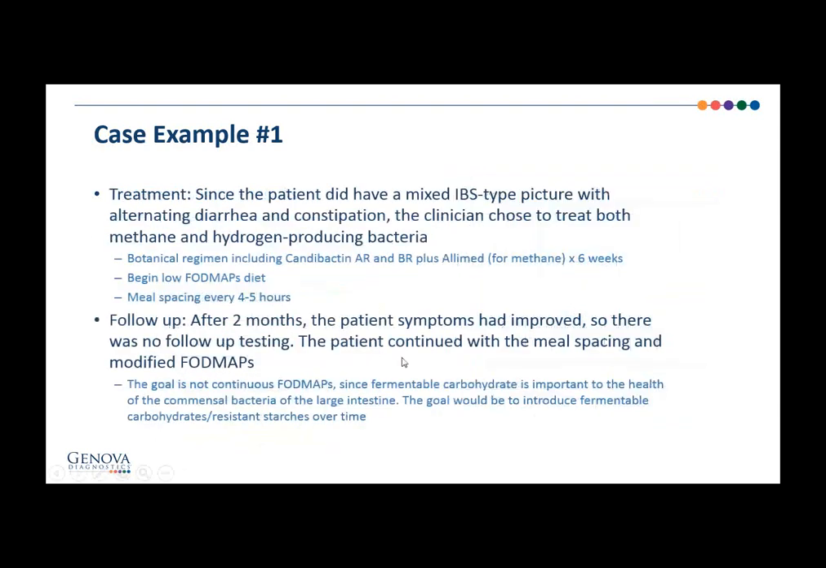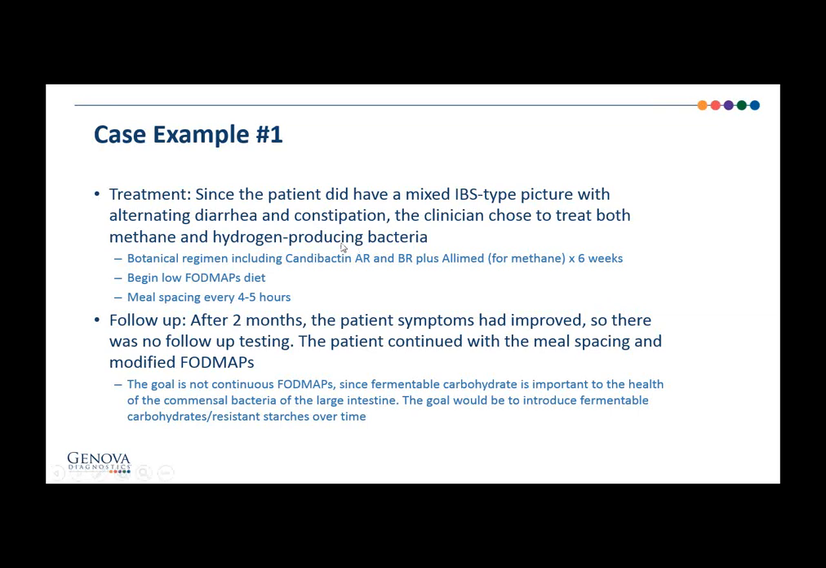And so as far as treatment goes, since the patient did have a mixed IBS type picture, she had both the diarrhea and the constipation, the clinician chose to treat both methane and hydrogen producing organisms. And so the regimen that the clinician chose in this case was a botanical regimen. So there's a few products here, Candibactin AR and BR. They chose Alamed for the methane, and they put that patient on that regimen for 6 weeks.